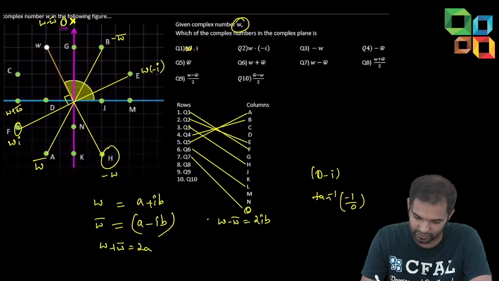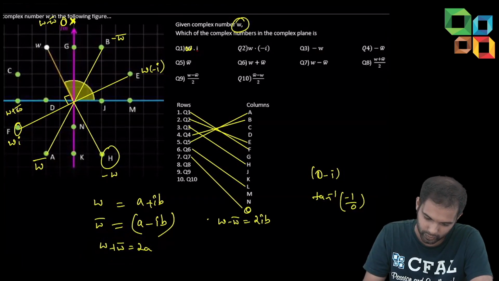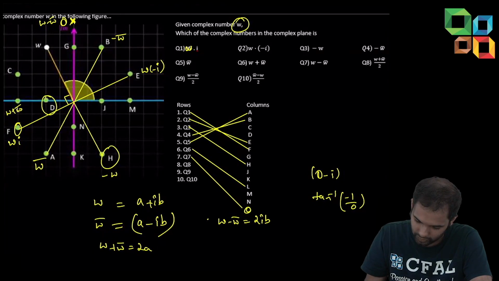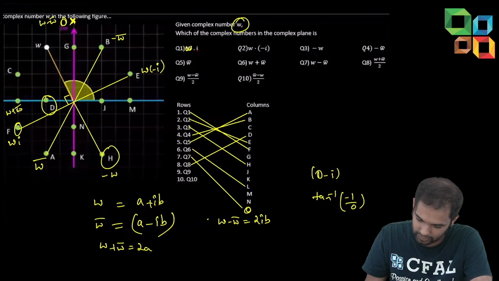Next, eighth one. Now you can see we know what W plus W bar is. It's twice the real part. But if I divide by 2, it is nothing but this D. We already know this, so let's mark it D direction. Similarly, W minus W bar is O. This entire sum is O. It's twice the imaginary part. Only the imaginary part is G. So ninth one would be G.